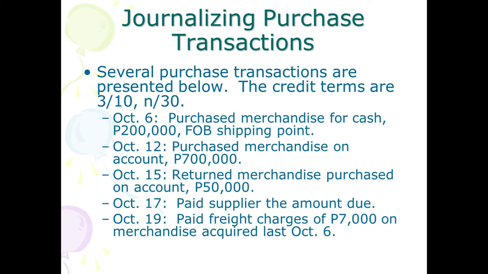I hope your entries are correct. And October 19, you paid freight charges of 7,000 on the merchandise acquired last October 6. On October 6, we acquired merchandise, and we are told that this merchandise is FOB shipping point. If it is FOB shipping point, the items are owned by the buyer in transit, and when the buyer owns the goods in transit, the buyer should shoulder the transportation cost. When the buyer shoulders the transportation cost, we call this freight in, or transportation in. So your entry there should have been debit transportation in or freight in, and then credit cash.